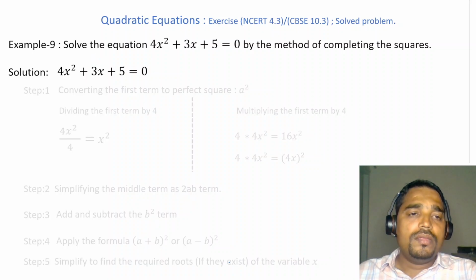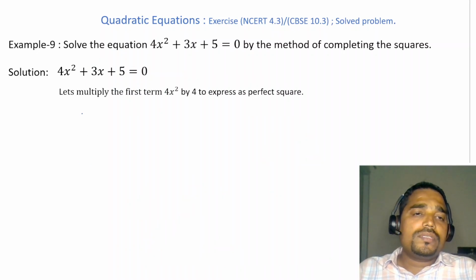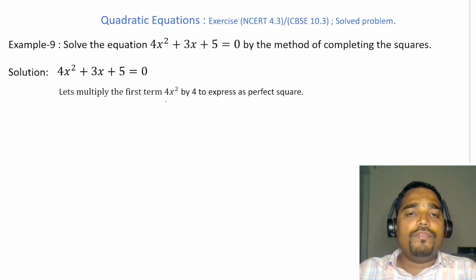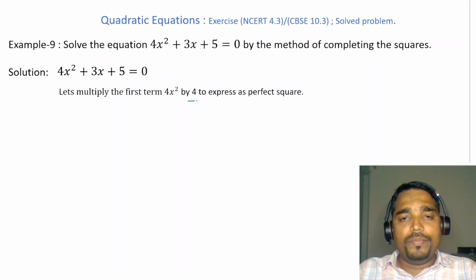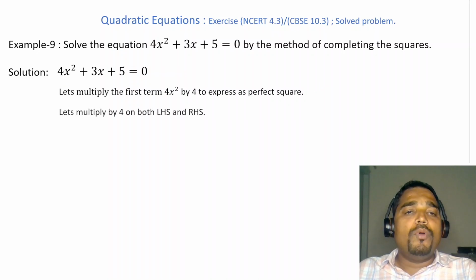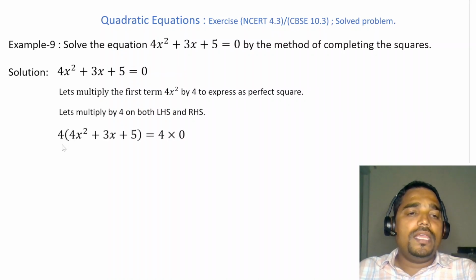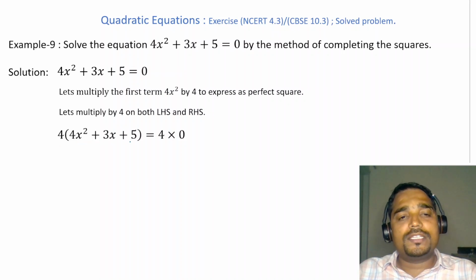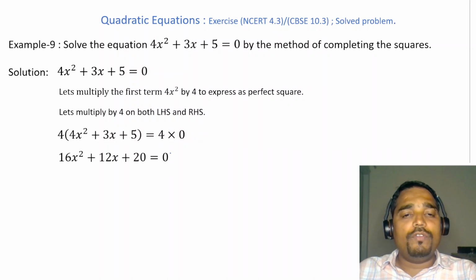Now let's start the solution with step number 1. In order to start the solution, let's multiply the first term 4x square by 4 to express it as a perfect square. In order to multiply the first term by 4, we will have to multiply the entire equation by 4. That is, let's multiply both LHS and RHS with 4. With that, the equation would be 4 multiplied by (4x square plus 3x plus 5) within brackets is equal to 4 into 0. On RHS, 4 is getting multiplied to 0. 0 multiplied by any number would be 0. So on RHS, we would be getting 0.